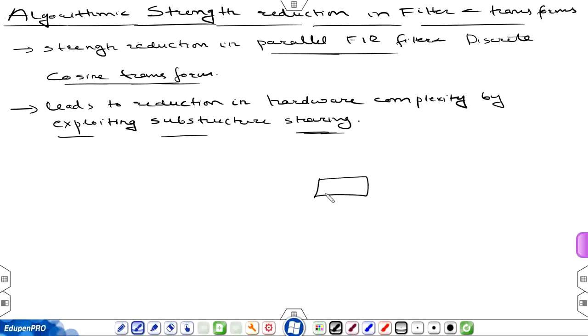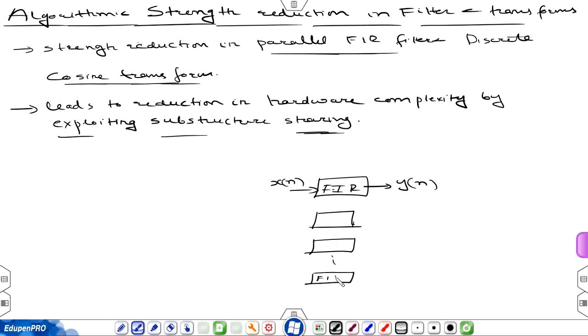Suppose this is a system, a FIR filter, which is processing a sample x[n] and producing output y[n]. If we want to increase the sampling rate, one option is pipelining, second is using parallel blocks. So we can use L number of similar parallel blocks. We will give x of 0, x of 1, up to x of L to these, and the corresponding outputs will be y of 0, y of 1 and y of L.